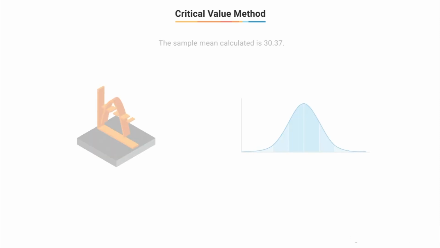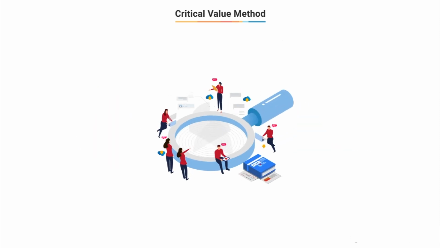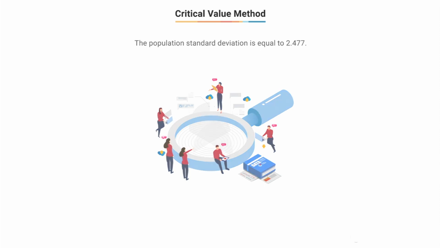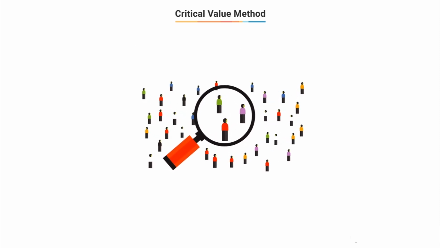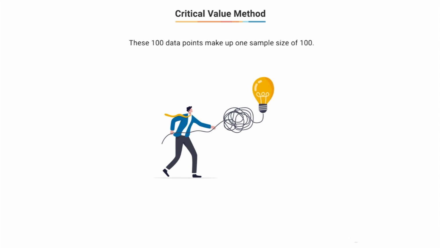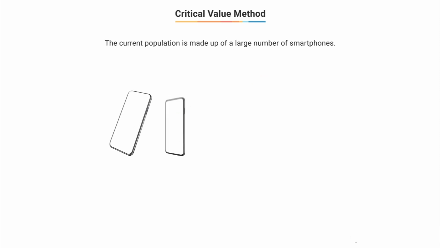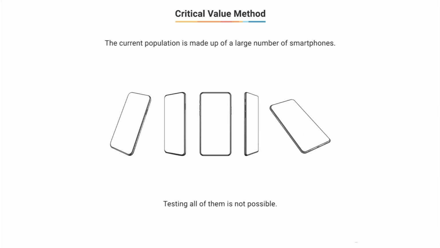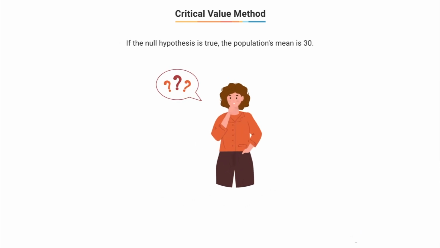For now, let us assume that based on past research performed by the engineers, the population standard deviation is equal to 2.477. Remember, these figures only represent the sample you took and not the population. A crucial thing to understand here is that all 100 data points make up only one sample with a sample size of 100. The actual population, however, consists of a very large number of Max smartphones. You cannot test them all. You'll assume that the population has a mean of 30 if the null hypothesis is true.